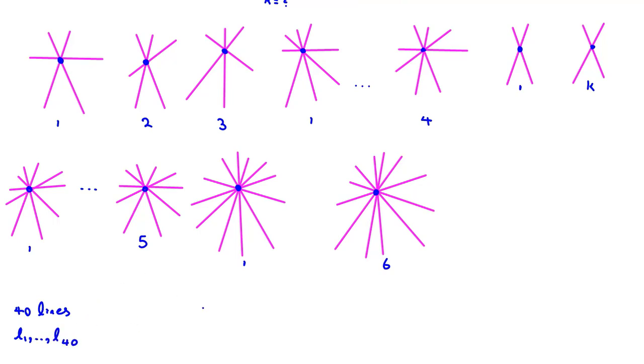So if you consider the number of pairs, you say the pairs will be L1, L2, L1, L3. We don't say intersection. Why? Because maybe some pairs of lines have the same intersections. Okay, so to L39, L40.